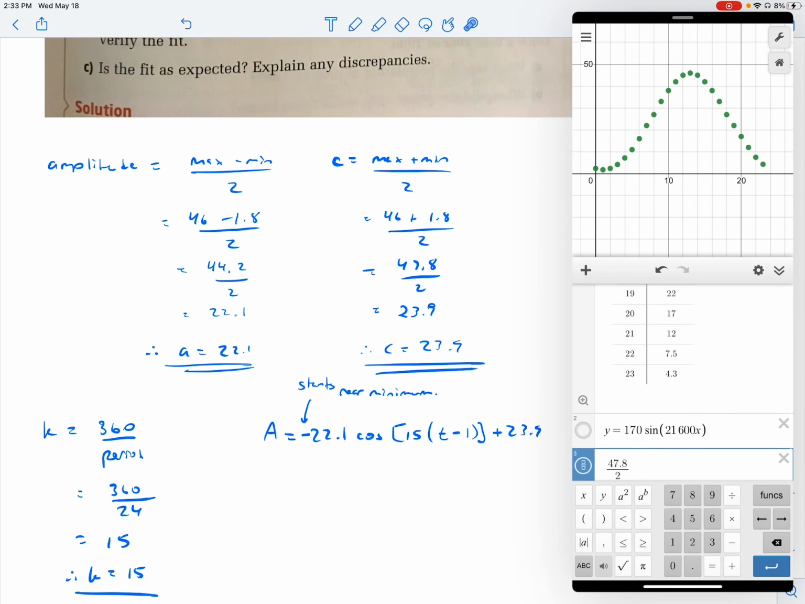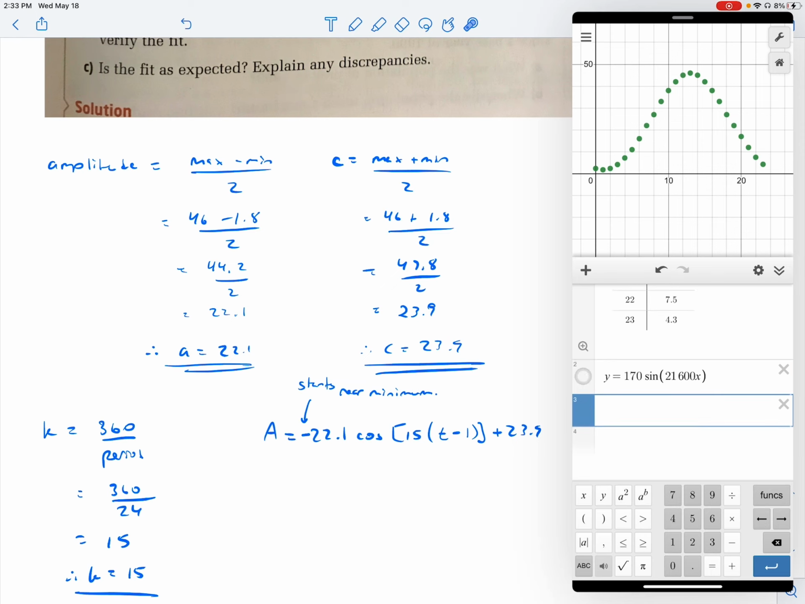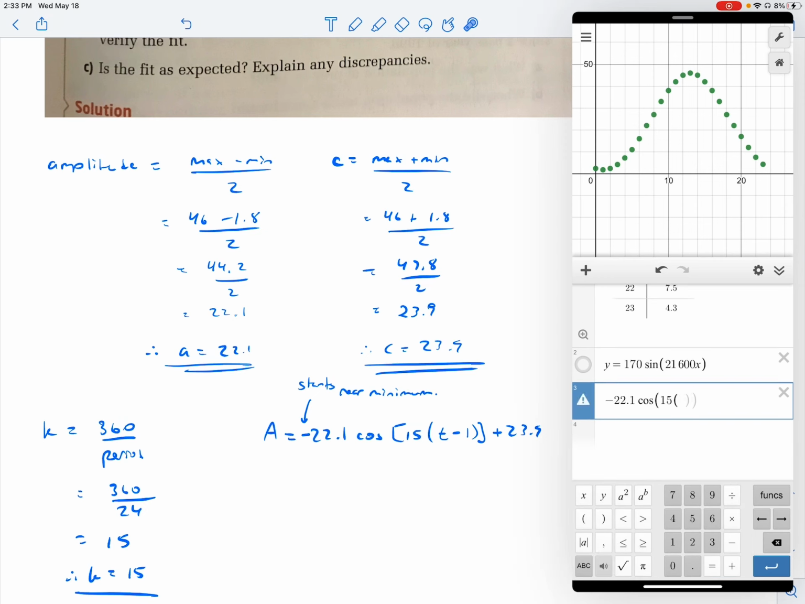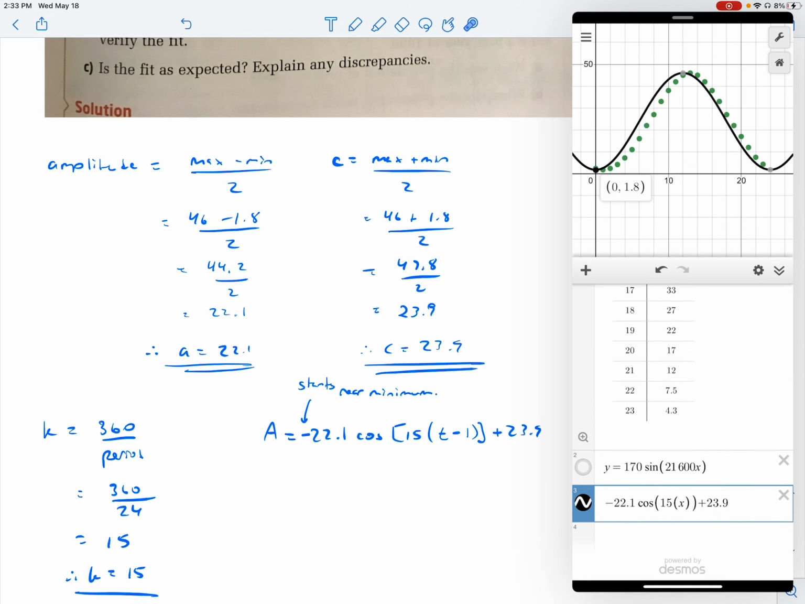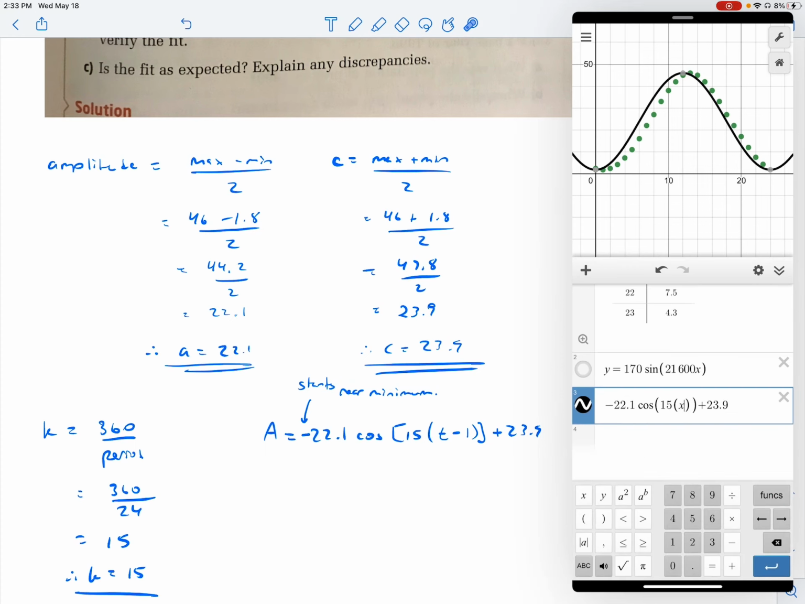Let's enter in our graph and see what we get. Negative 22.1 cos 15 x. I'm going to add the phase shift after, just so we can see how that works. Plus 23.9. So you see I have everything in except for the phase shift. Notice my minimum is happening at 0 on the y-axis, and that's incorrect. It should be happening at hour 1, the minimum. So it just needs to bump over 1 to the right. So we write minus 1. Okay, and then it's almost perfect.